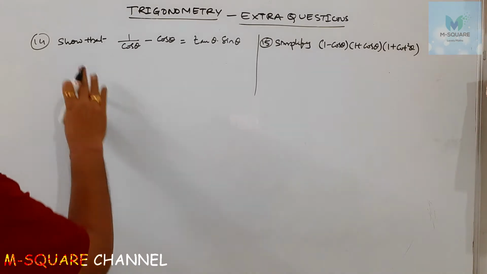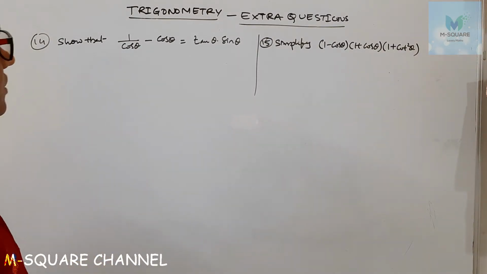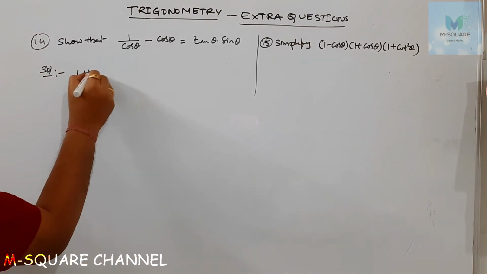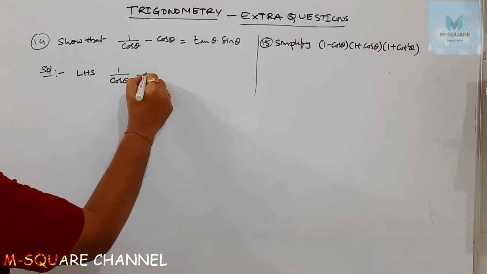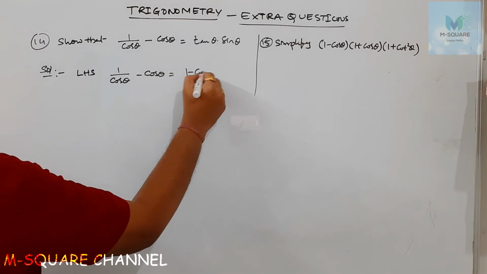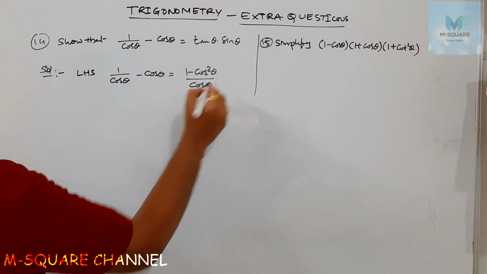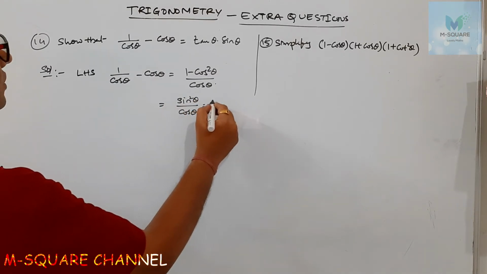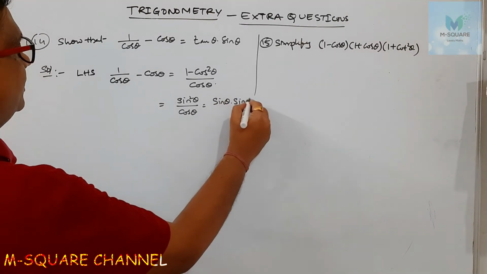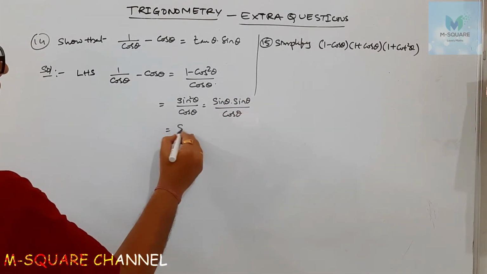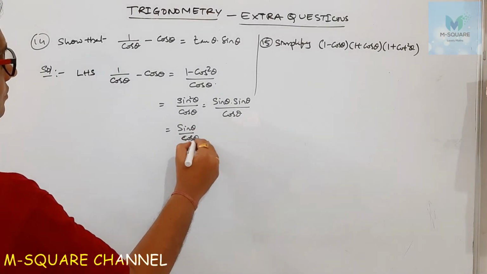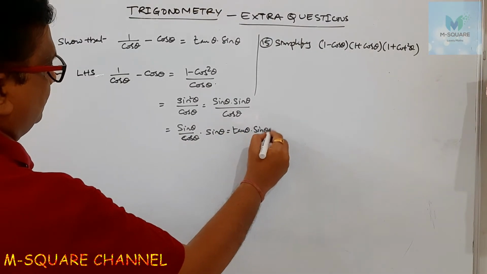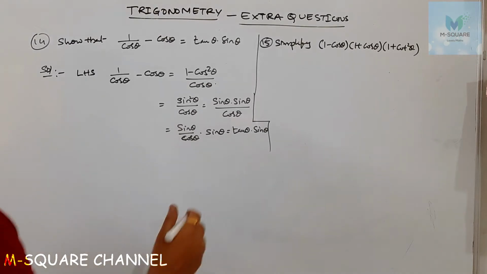In these two questions, show that 1 by cos theta minus cos theta equals tan theta into sin theta. So solution: 1 by cos theta minus cos theta, so 1 minus cos square theta by cos theta. 1 minus cos square theta means sin square theta by cos theta. Sin square theta means sin theta into sin theta by cos theta. So sin theta by cos theta into sin theta. Sin theta by cos theta means tan theta into sin theta. This is RHS.